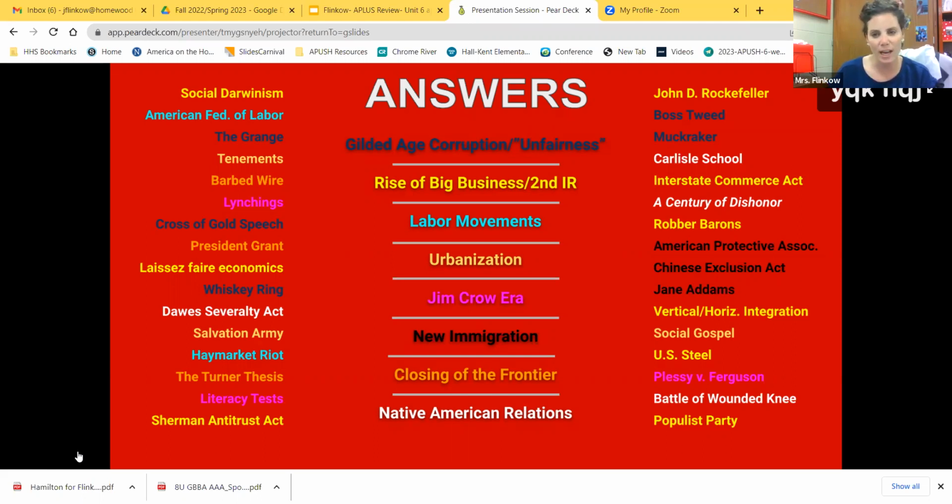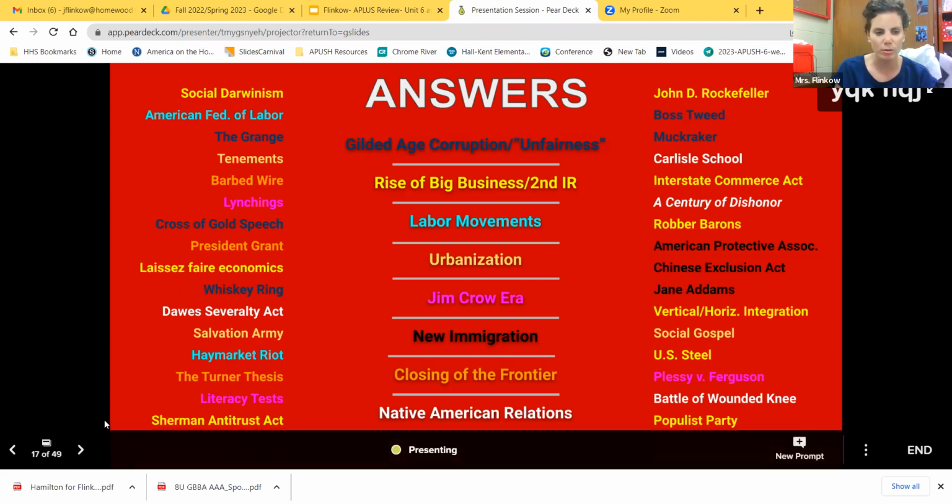The Dawes Severalty Act and the Carlisle School, those have to do with assimilating Native Americans into American culture, taking over at the Battle of Wounded Knee. So those are kind of our big topics in time period 6. So again, guys, if there's anything that you're like, I had no idea what that was, I would go ahead and jot that down, circle it, take it with you so that you can look at that with your AP teacher or on your own and review.